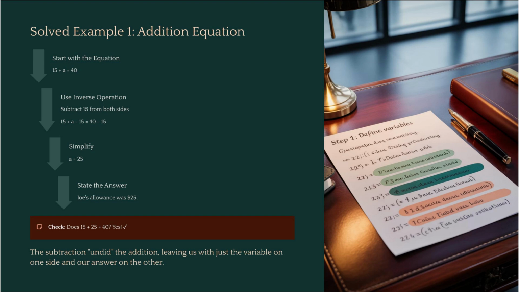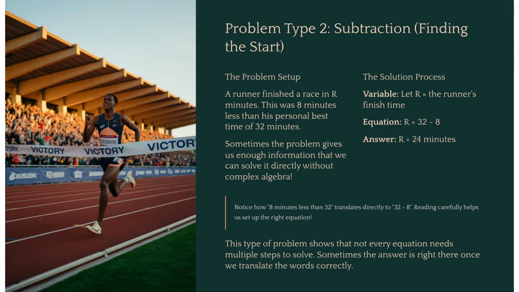To solve 15 plus A equals 40, we want to get A by itself. Since 15 is being added to A, we do the inverse. Subtract 15 from both sides. On the left, 15 minus 15 cancels out, leaving A. On the right, 40 minus 15 is 25. The solution is A equals 25. His allowance was $25.